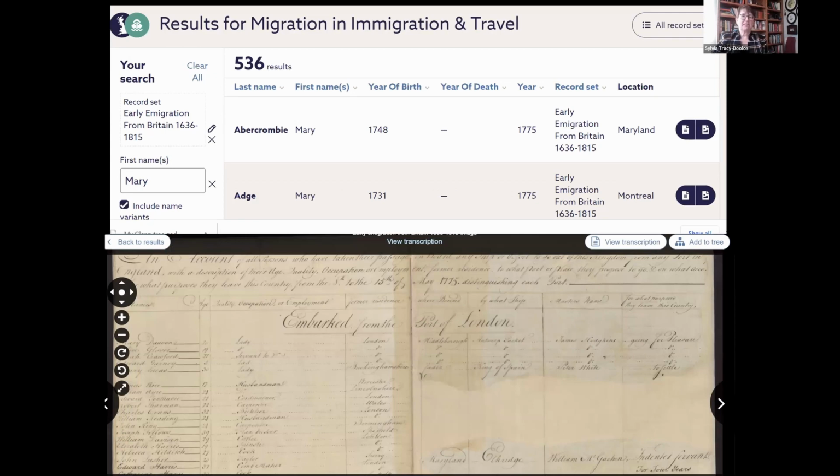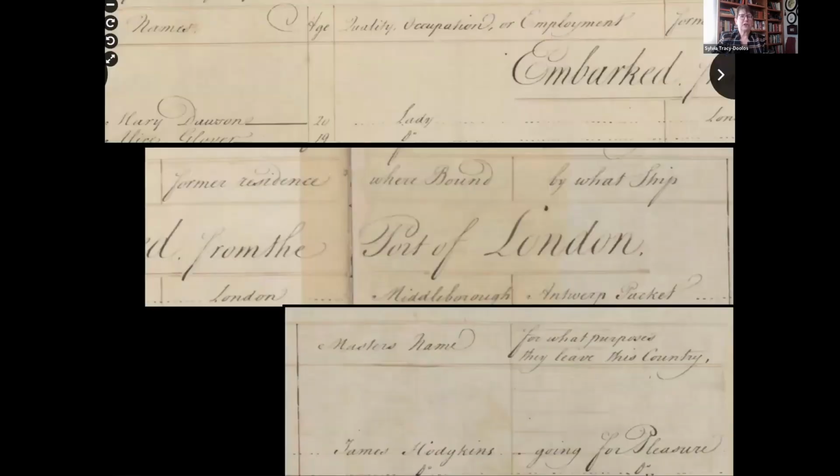This is a record I positively love. I think it's beautiful. It tells so much about the period of history when this was created. This is an emigration record. These are port records for the Port of London, telling when somebody was leaving. So this is not a ship manifest. This is a document that would stay with the port of the people who had left that area.